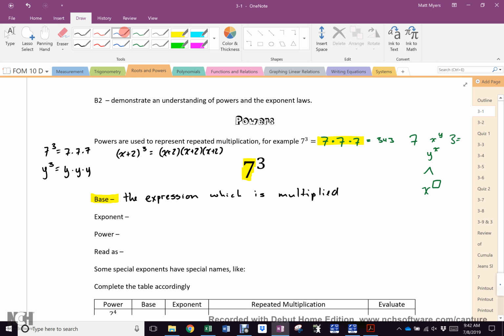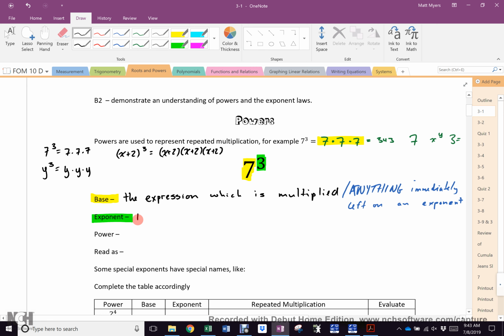Where does the base live? The base, and I'm going to do that in blue, is anything. Because it might be a number, it might not be. Anything immediately left of an exponent. Now, please notice I ended this definition with the next word we're going to define, which is exponent. What is it? The 3.